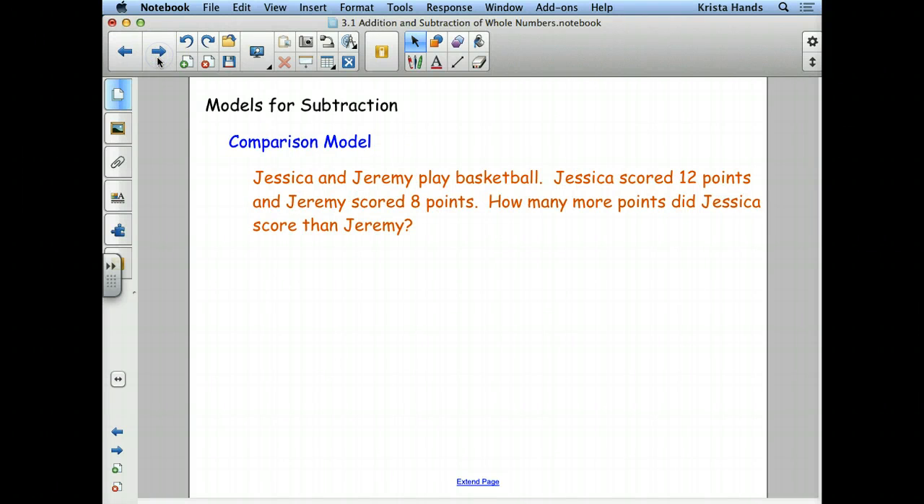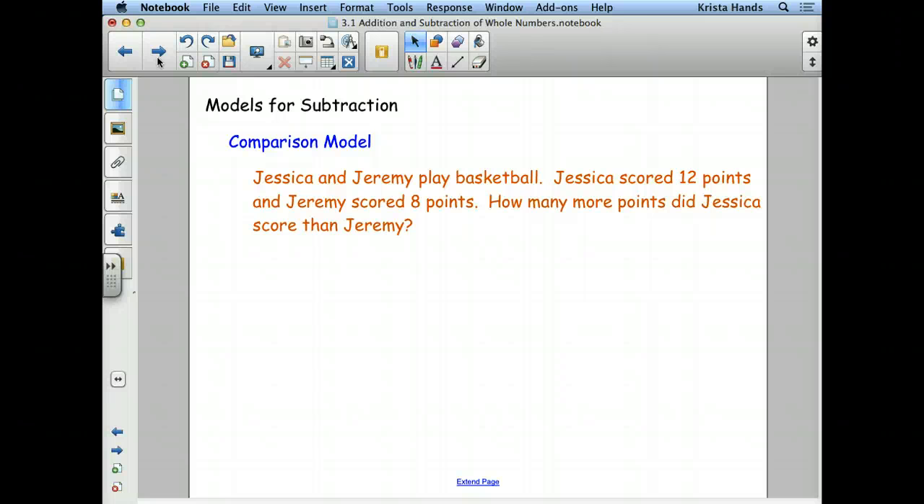Let's do another one. Comparison. Jessica and Jeremy played basketball. Jessica scored 12 points. Jeremy scored 8 points. How many more points did Jessica score than Jeremy? This is not taking anything away or adding anything to something. This is not one of those other 2 models, right? I'm actually comparing 2 quantities that exist. I'm not trying to get anything more. I'm not trying to take anything away.